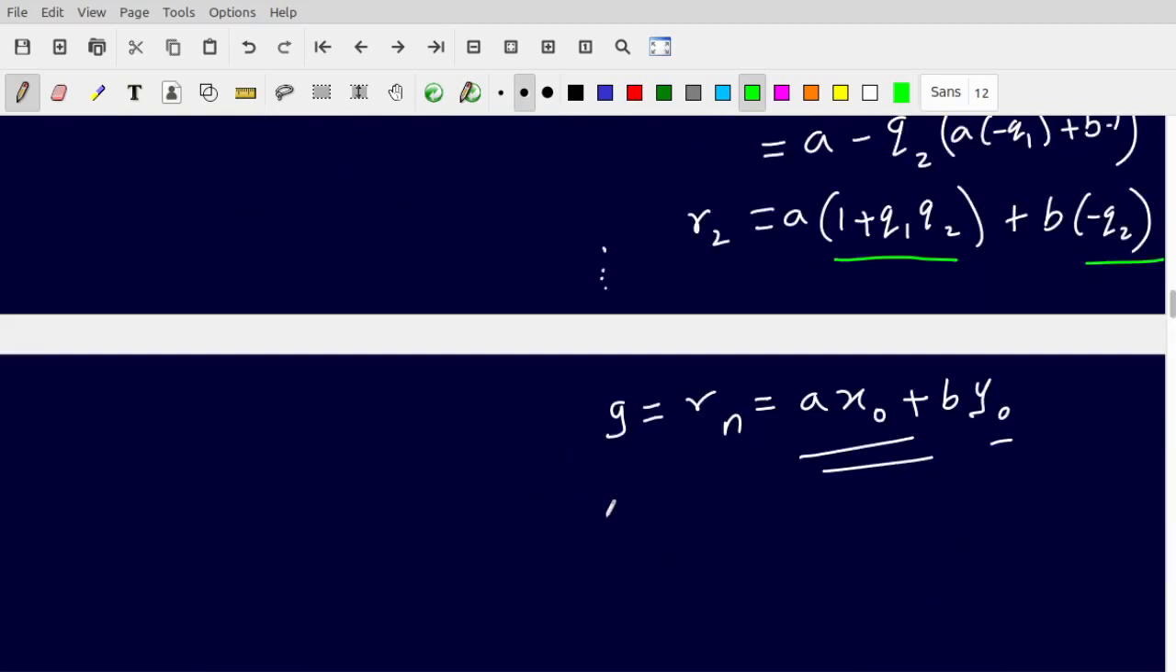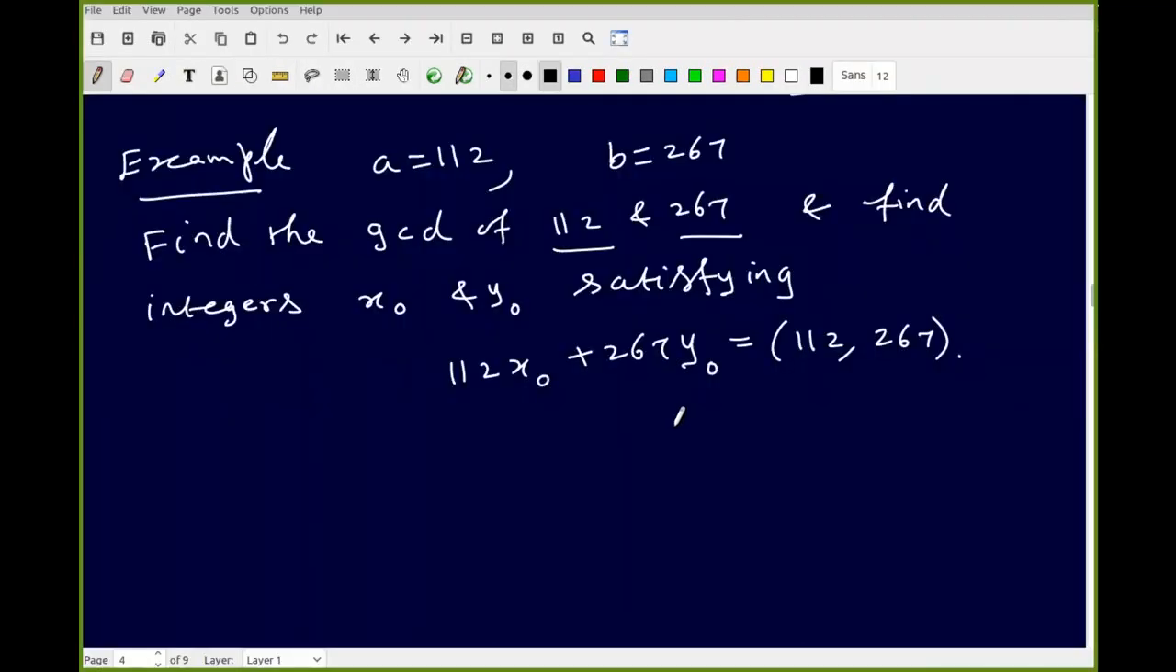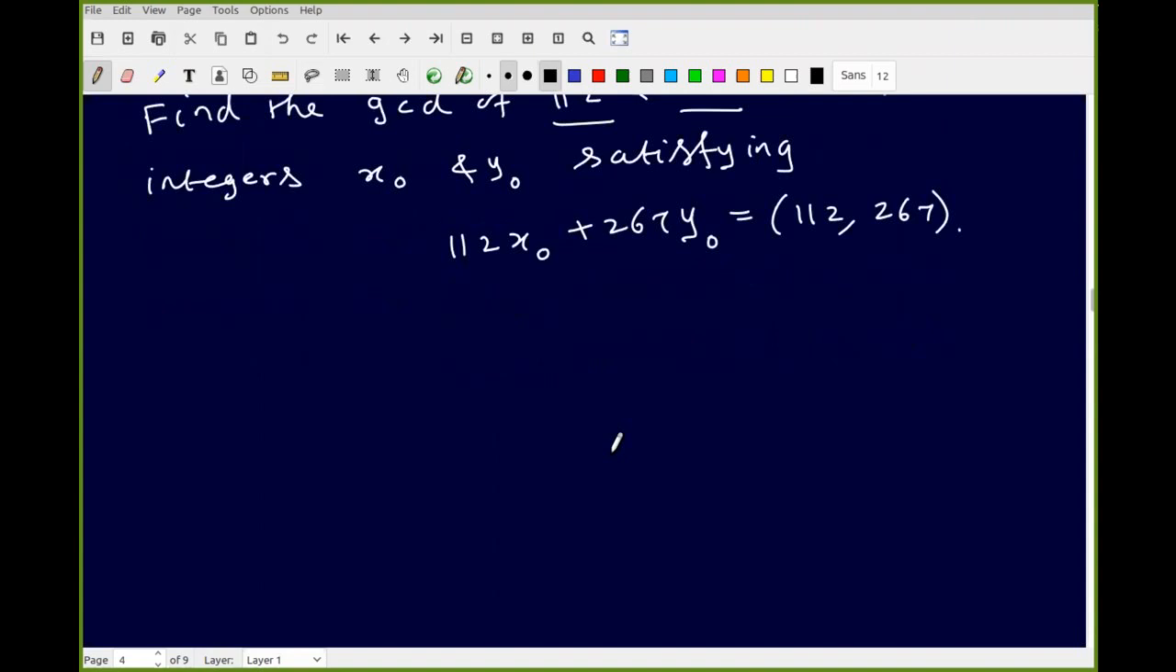Okay, so we will illustrate this division algorithm by using the following example. We are going to find the GCD of 112 and 267. Also, we are going to find integers x0, y0 satisfying 112 x0 plus 267 y0 equal to the GCD of 112 and 267. Okay, so we are going to use the Euclidean algorithm to find the solution.